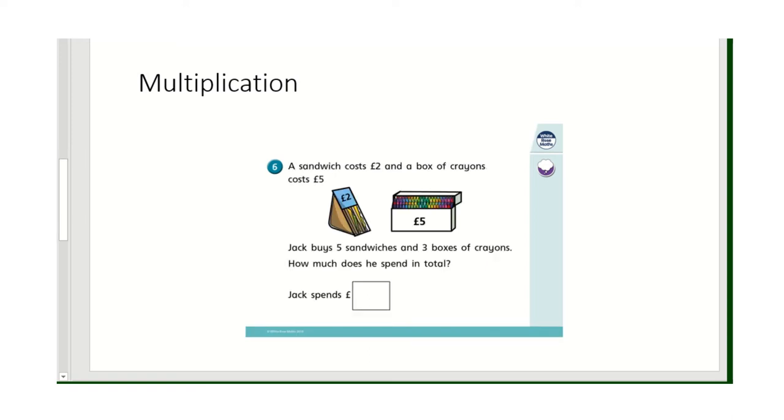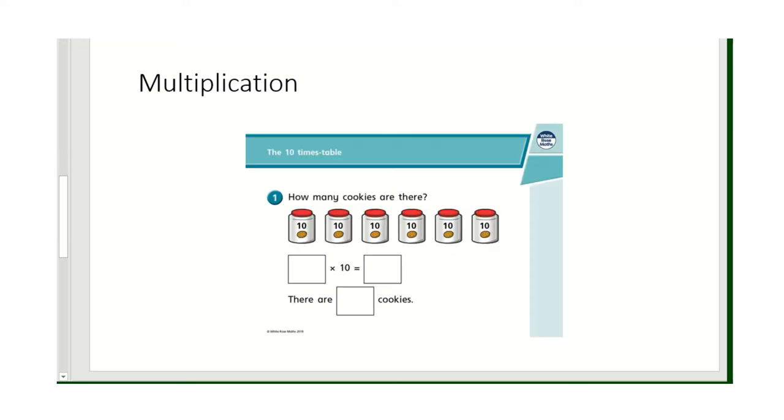Think carefully. Now then, this one, look, a sandwich costs £2. Look, you can see a box of crayons costs £5. Now, Jack, he buys 5 sandwiches. So you need to have 5 twos, wouldn't you? And 3 boxes of crayons. So you'd need 3 fives. I wonder if you could add them together to find what the total was.